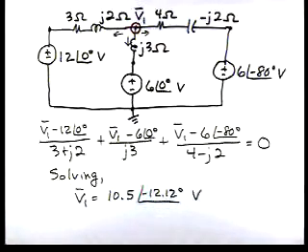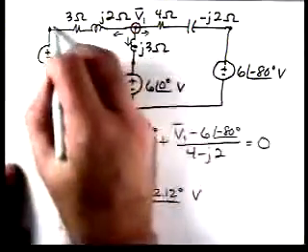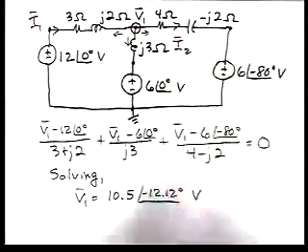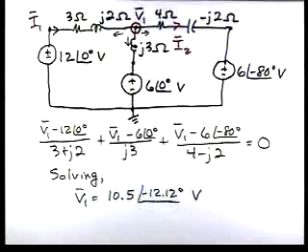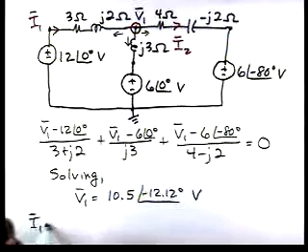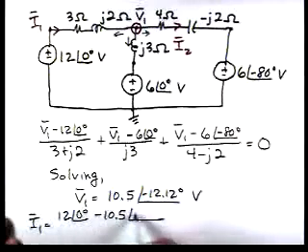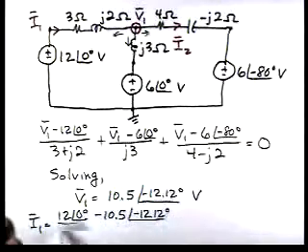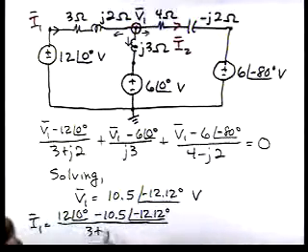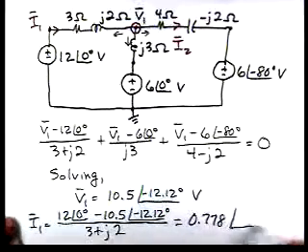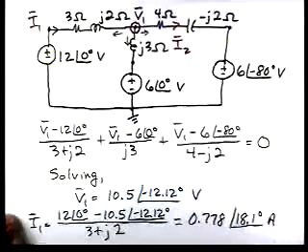Now, let's calculate current. I'll call this one I1. I'm going to call this current I2. And if we look at our circuit, I1 would be 12 at an angle of 0 minus 10.5 at an angle of minus 12.12 degrees, divided by 3 plus j2, and that's 0.778 at an angle of 18.1 degrees.